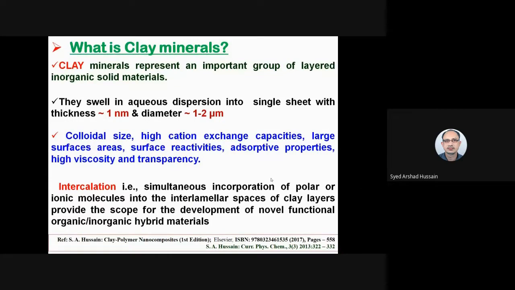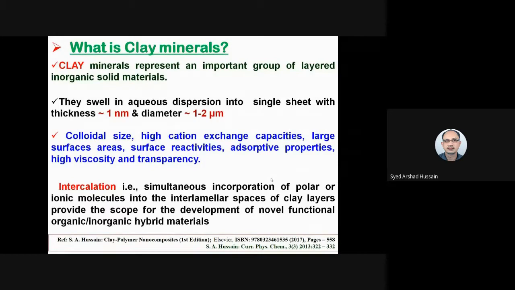Clay minerals represent an important group of layered inorganic solid materials. They swell in aqueous dispersion into single sheets with a thickness of the order of nanometers and a diameter of, say, micrometer to fraction of a micrometer. It has colloidal size, high cation exchange capacity, large surface area, adsorptive properties, viscosity, and transparency. All these properties make it very interesting.